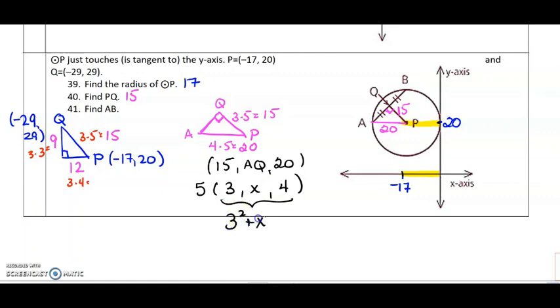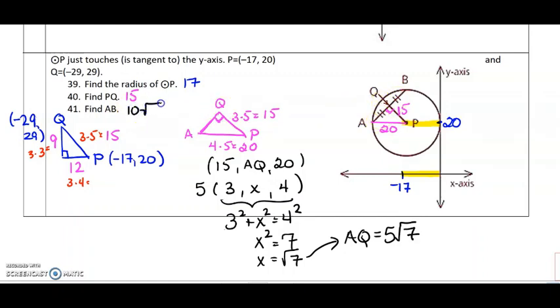3 squared plus x squared equals 4 squared. So x squared is 16 minus 9, which makes x the square root of 7, which then makes AQ 5 times the square root of 7, and AQ is half of AB, so AB is 10 square root of 7.